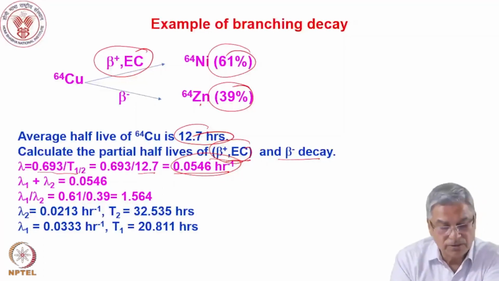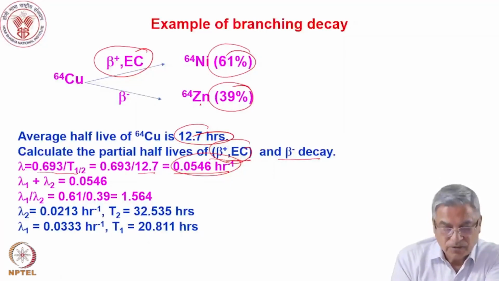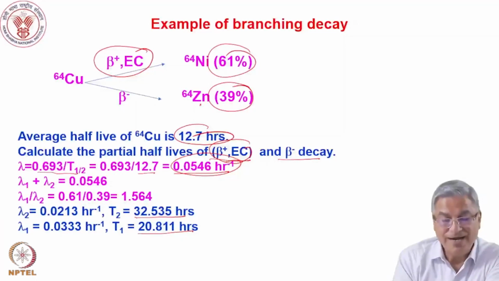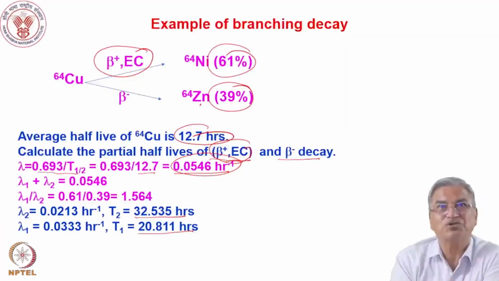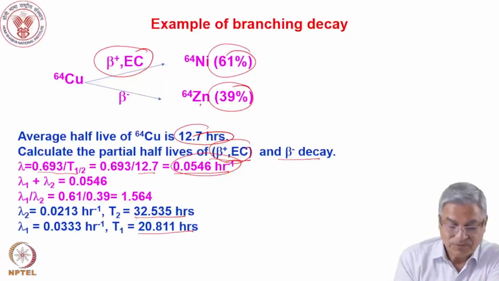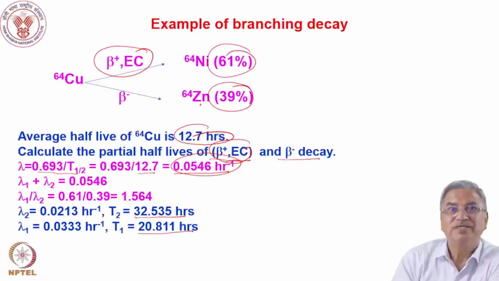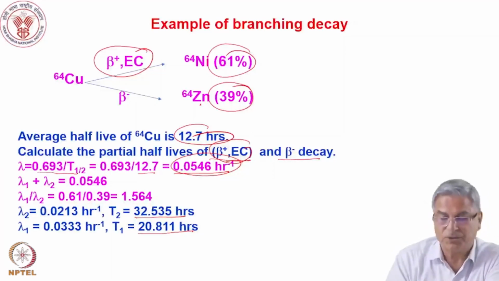And now we can convert these lambdas into half-lives. They are called the partial half-lives. You see here, the partial half-life for decay to nickel 64 is 20.8 hours. The partial half-life for decay to zinc 64 is 32 hours. And the average half-life is 12.7 hours. So you just see here, the partial half-lives are more than the average half-life because it is decaying by both routes. So the average is less than both the partial half-lives.